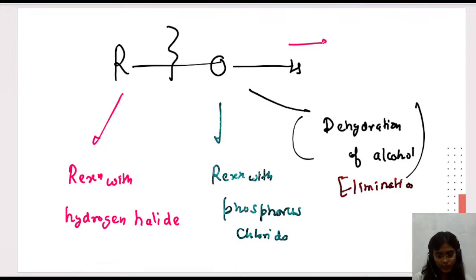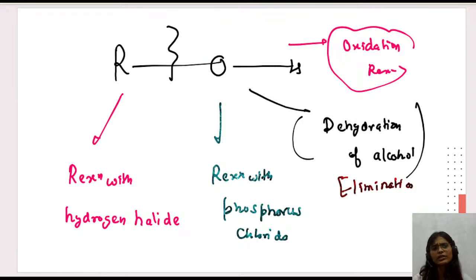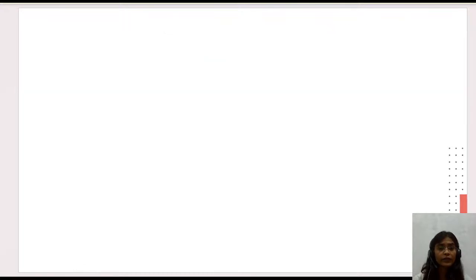How about the fourth reaction there? The fourth reaction is what? Oxidation reaction. Now the real part starts. Oxidation reaction, simply. So let's first try to understand what is the meaning of oxidation of alcohol. So let's start with the oxidation of alcohol.